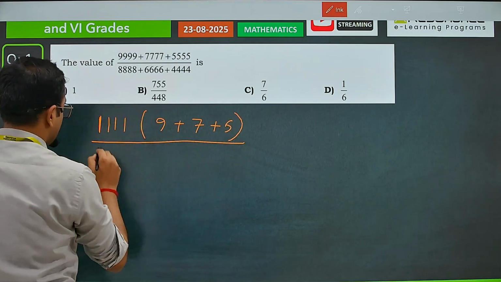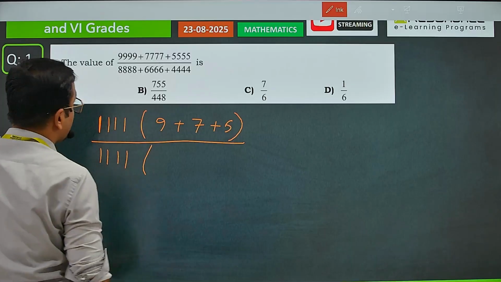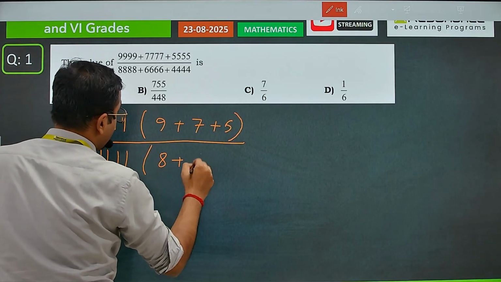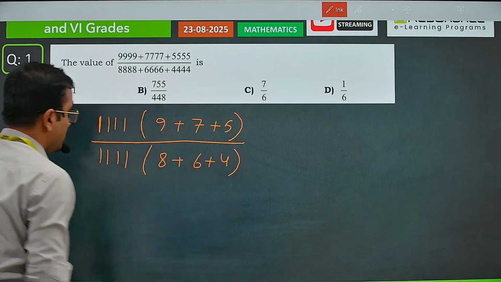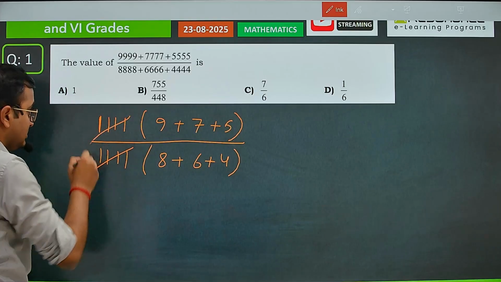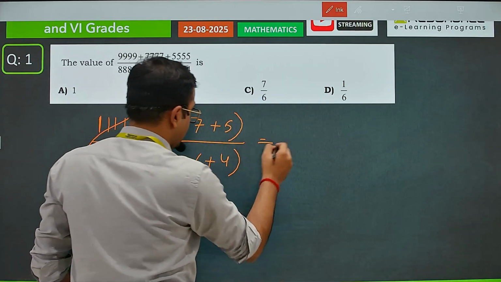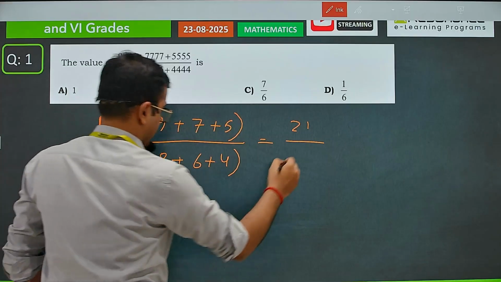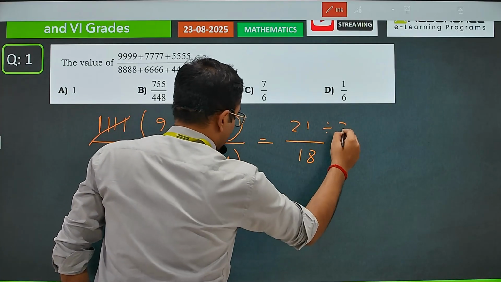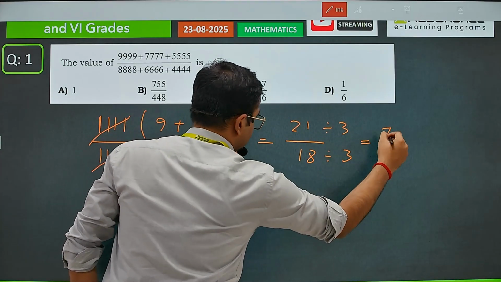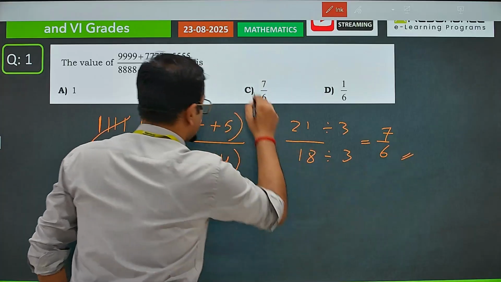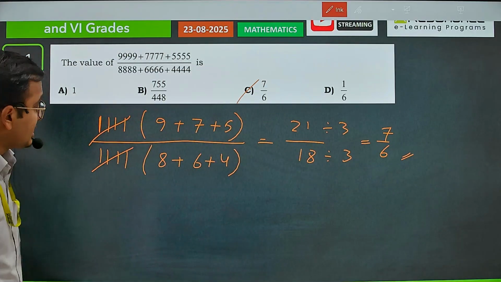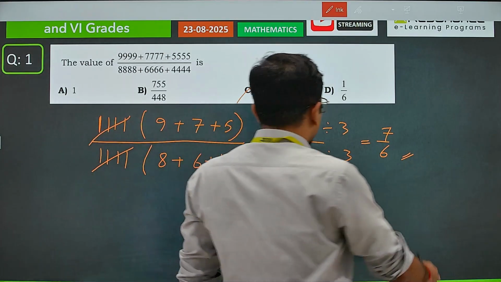What about the denominator? In the denominator also I can take 1 common, and that would be 8 plus 6 plus 4. As simple as that, these two get cancelled, so the numerator sum becomes 21 and the denominator sum becomes 18. Again, upon simplifying, as simple as that. So that gives us question number 1. Moving to the next.